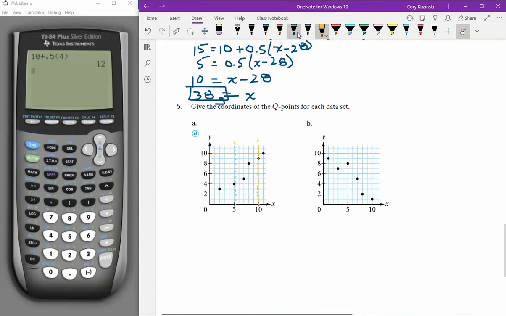All right, and then from bottom to top, let's see, 1, 2, second highest, 3, 4, 5, and the fifth highest. So there's our Q points right here and right here where those intersect. So it's going to be at 5, 4 and 10, 9.